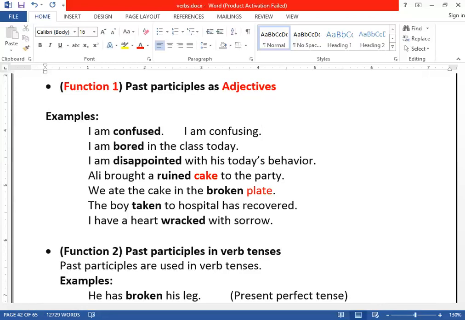But if I say I'm confusing, what does it mean? It means that I cause trouble. It's not easy for you to understand me. Are you getting it? I'm quite confusing. But if I say I'm confused, I'm baffled, like I'm confused by this question. If I say I'm confusing, I will cause trouble for you, or you cannot understand me because I keep people confused.